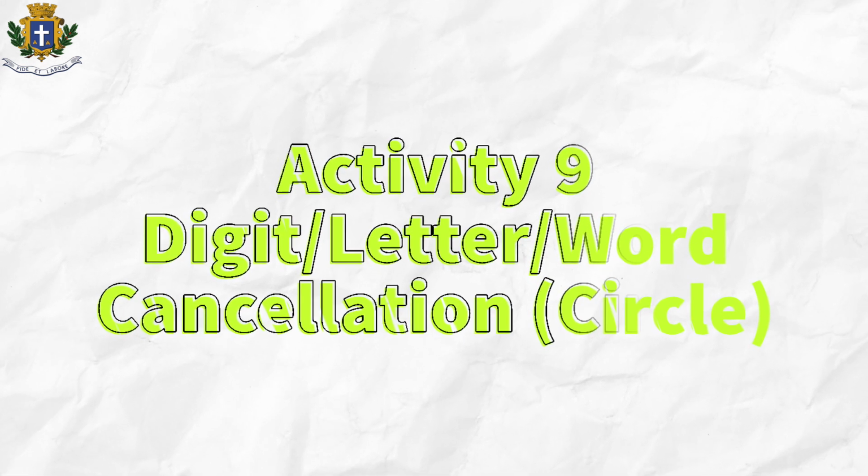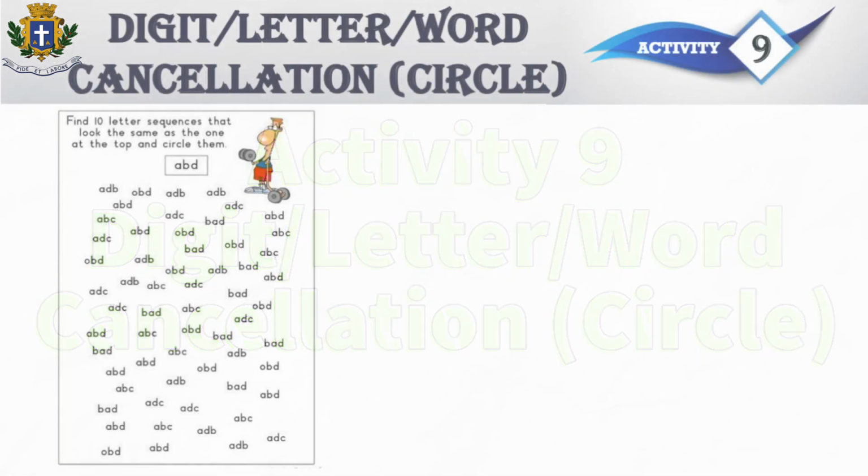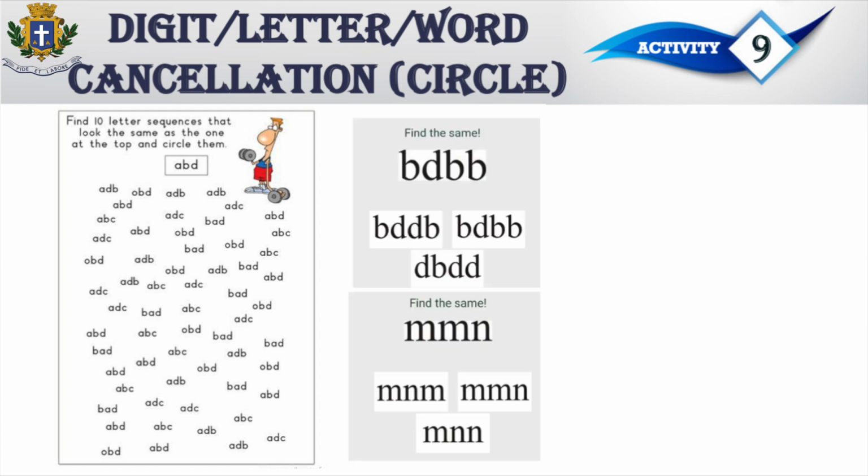My next activity is a digit or a letter or a word cancellation. I have put word circle in the bracket so that the child can either choose to cancel or circle the digits or letters. Some of the worksheets will look like this. The child finds 10 letter sequences that look the same at the top and circle them. Or the child may be given a sequence and asked to identify the right sequence from a given set of options.